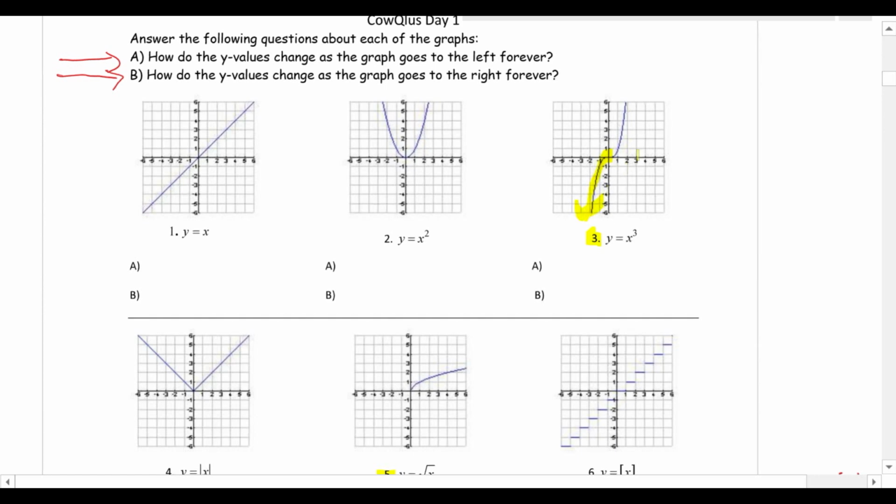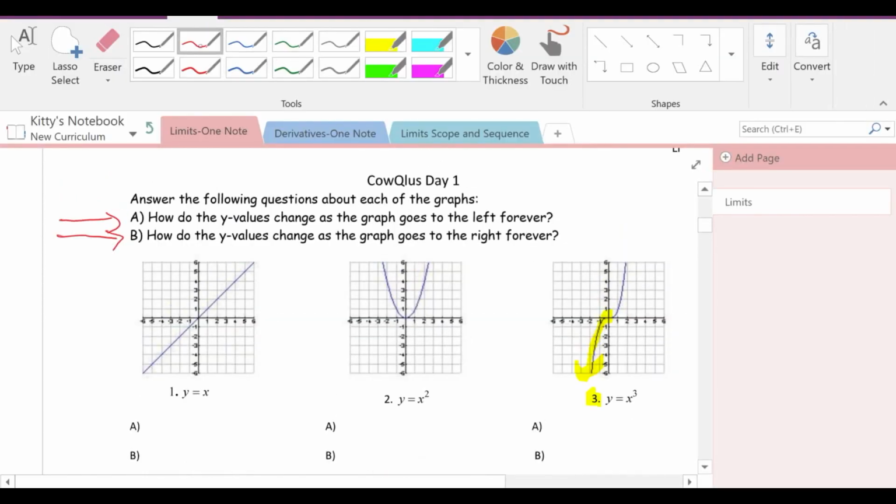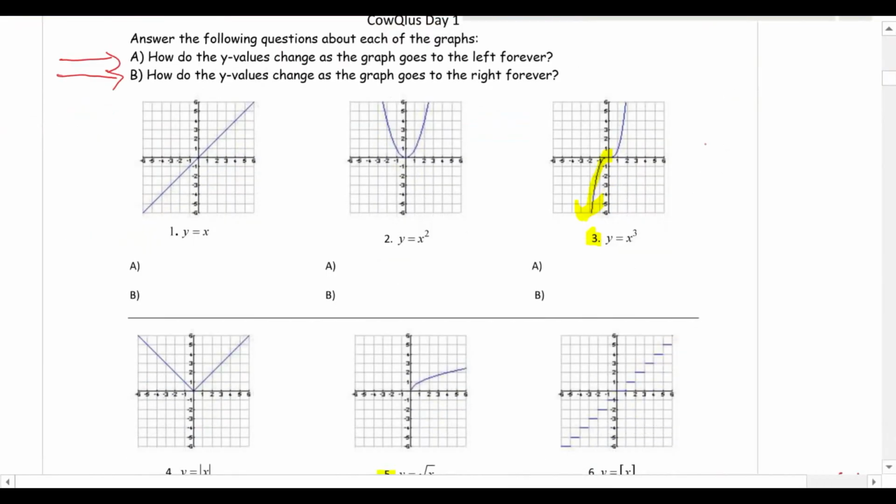And notice that as I go left forever, my y's go down forever. So I'm actually going to write that. That's as hard as it is. Down forever. And then for part B, it says, how do the y values change as the graph goes right forever? So if I get on this function and go right forever, then the y values go up forever.